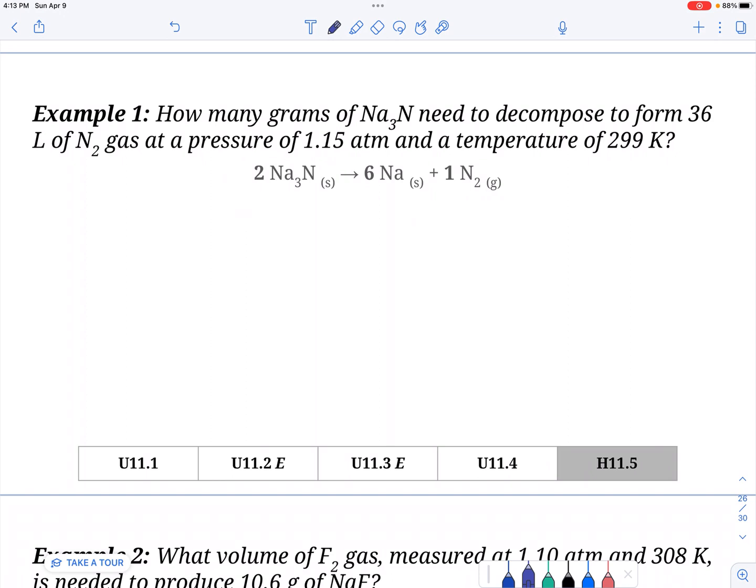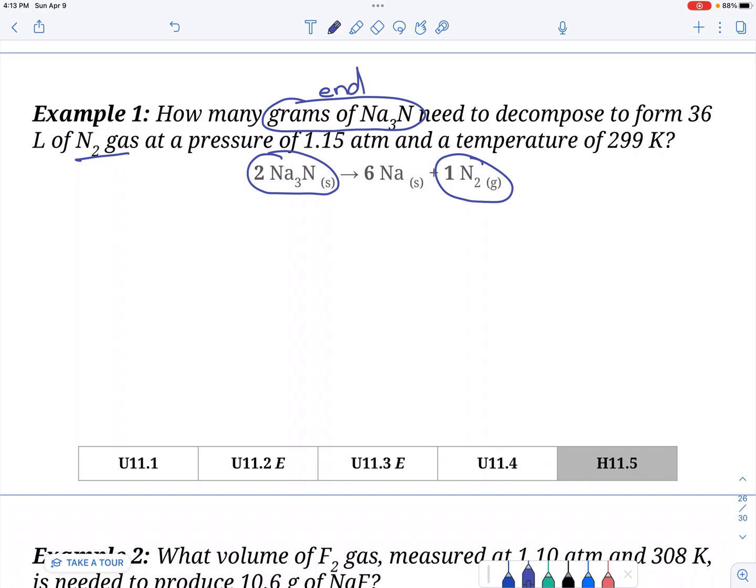So here we go with example 1. It's asking us for how many grams of Na3N. That's going to be our ending point. Another thing I want to start doing is identifying in the chemical equation which substances the question talks about. So I have Na3N. It says how many grams is needed to decompose 36 liters of N2 gas. So there's my other substance. So those are the only two things I care about in the equation.